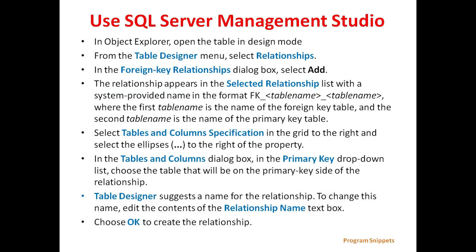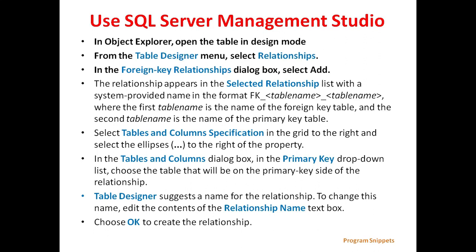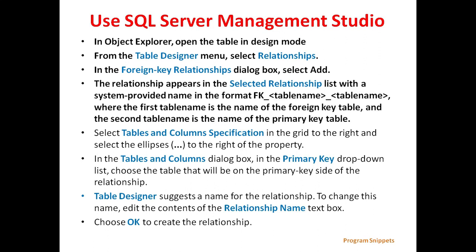We can add a foreign key using SQL Server Management Studio. For this, from Object Explorer window, first open the table in design mode. Then from table designer menu, select relationship, then select foreign key relationship and select add. When you click on add, the relationship appears in the selected relationship list with a system provided name.